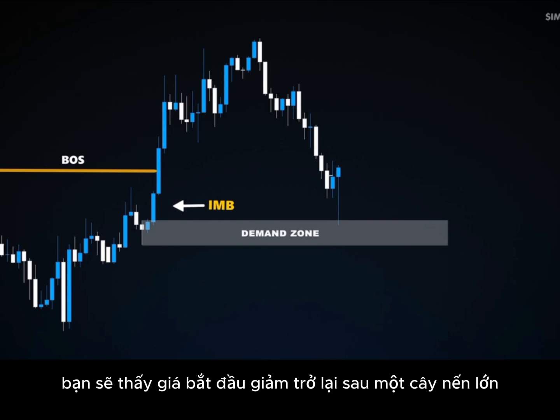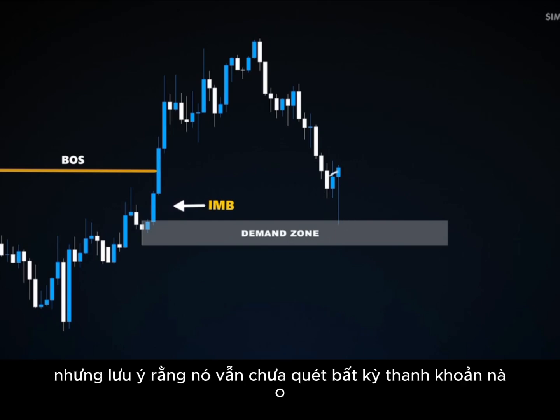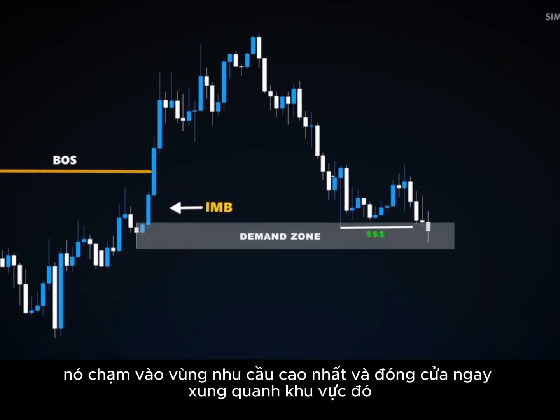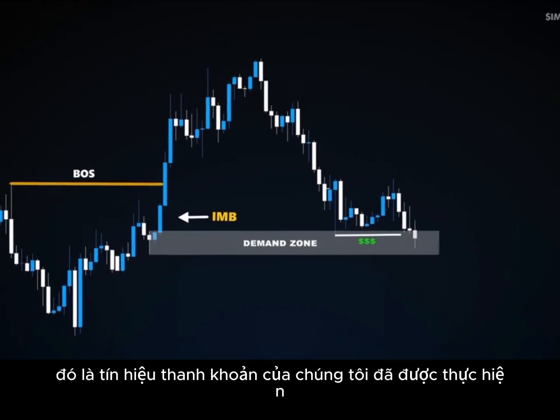You'll see the price starting to move down again after a large candle. But notice, it hasn't swept any liquidity yet. Then we get another pullback, and this time a candle sweeps the liquidity. It touches the highest demand zone and closes right around that area. That's our signal. Liquidity has been taken.